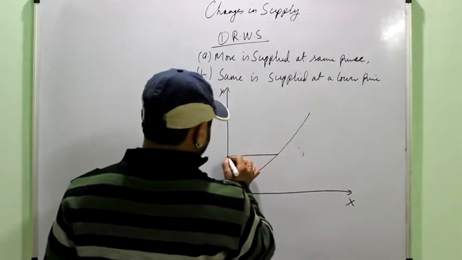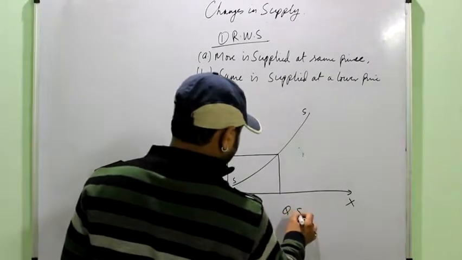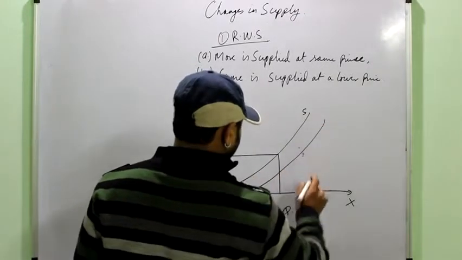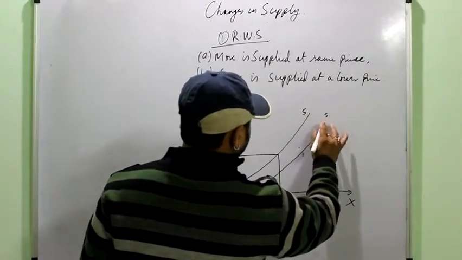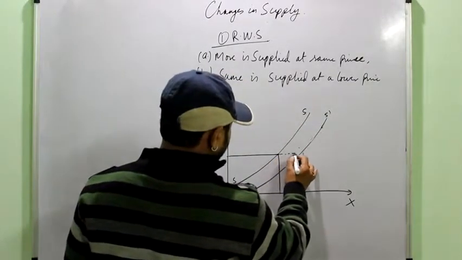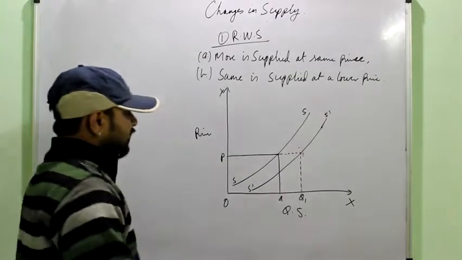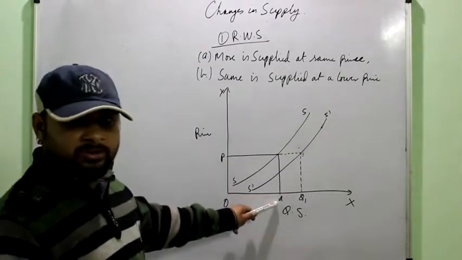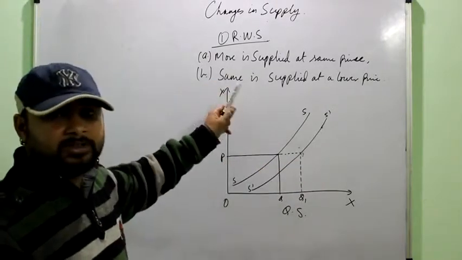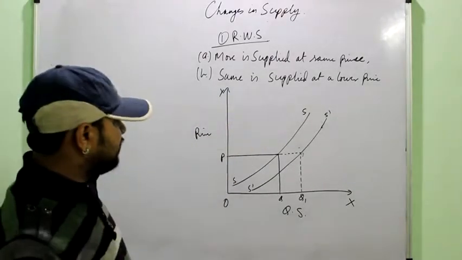Suppose this is your initial supply curve. Again quantity supplied on the x-axis, price on the y-axis. This is the new supply curve, right? This is the first condition. Right? When the price was OP, seller was supplying OQ, but at the same price he is ready to supply more. So maybe there is a fall in the input cost, or maybe there is a favorable government policy, or maybe any positive change in the determinants other than price.